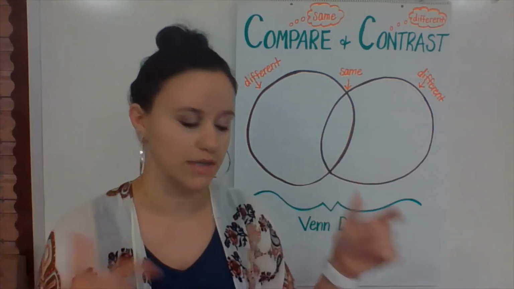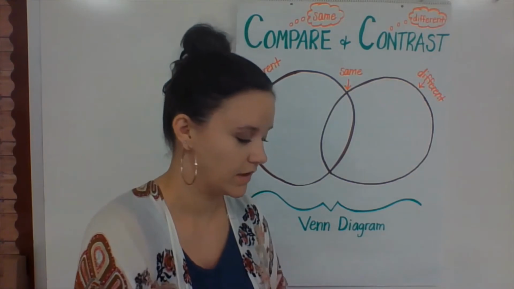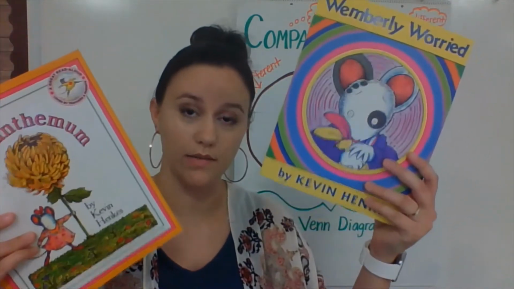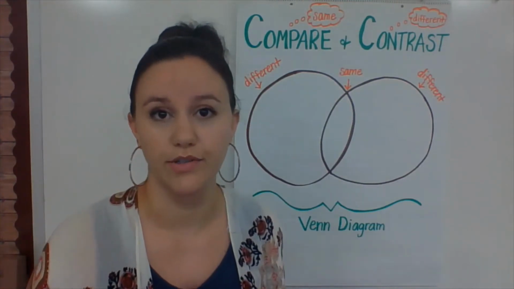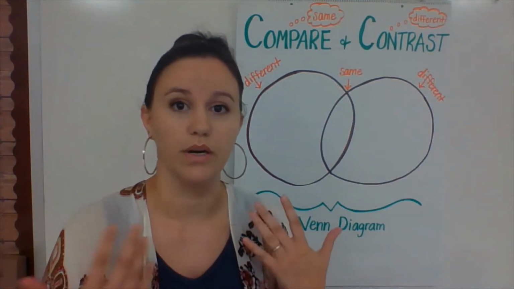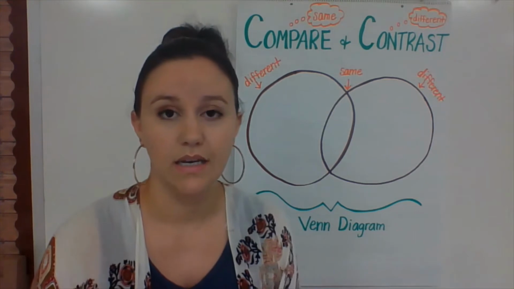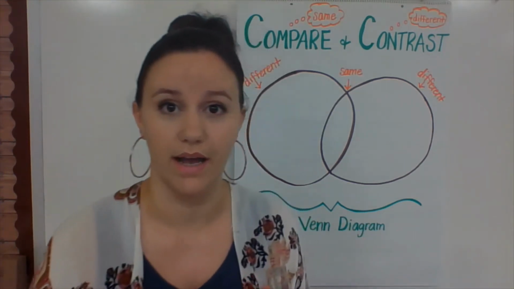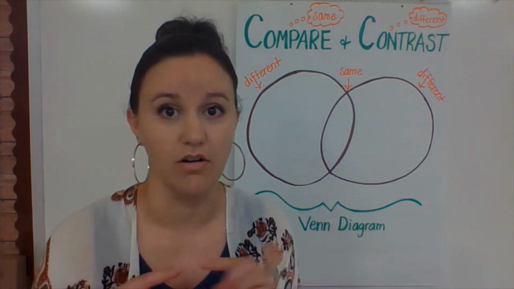So you're taking two things. We're going to be taking two characters, a character from two different stories, this one and this one. You might compare characters that are in the same story. You might compare settings. You could compare all kinds of things. When I was buying a house, I compared and contrasted all kinds of houses.